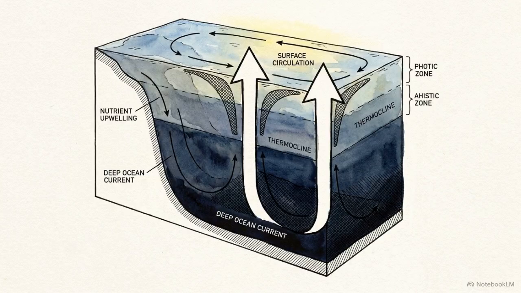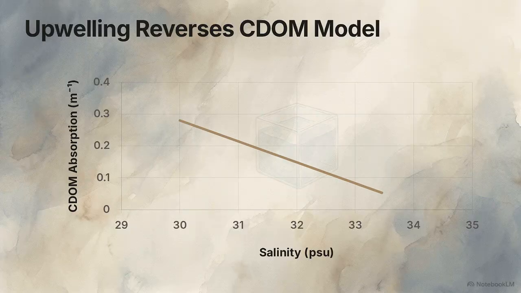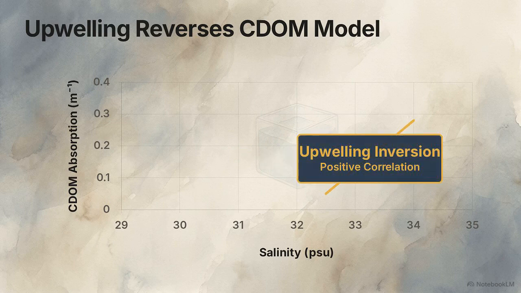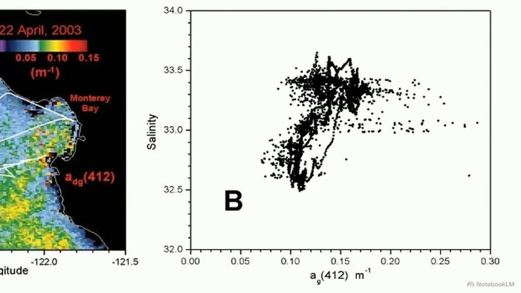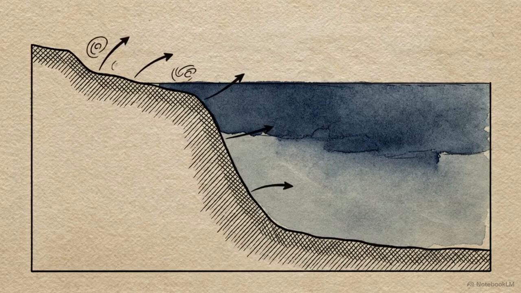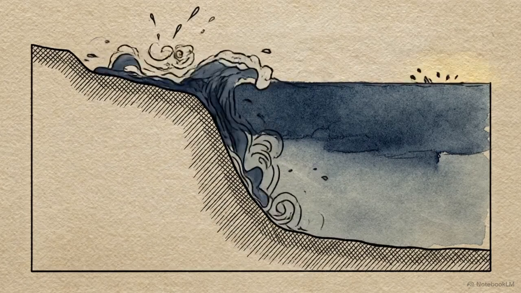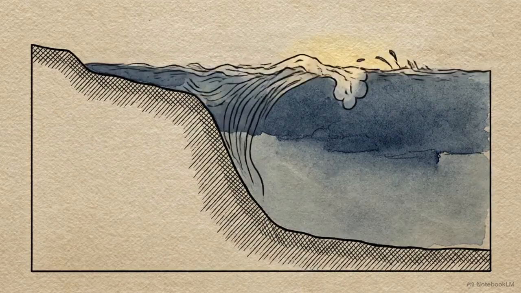Vertical oceanic mechanics introduce a second paradox. In certain environments, the highest concentrations of CDOM map directly to the highest salinities, completely reversing the river runoff model. This chart of Monterey Bay shows an inversion of our established trend. Instead of a negative proxy, we see a positive, upward-sloping relationship between salinity and CDOM absorption. Deep ocean water is highly saline. Because it sits protected from ultraviolet sunlight in the aphotic zone, it is also rich in preserved, unbleached CDOM.